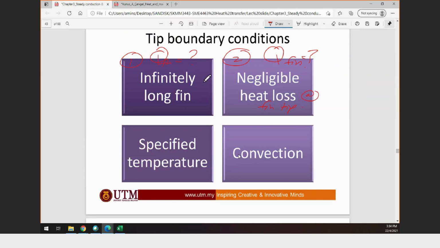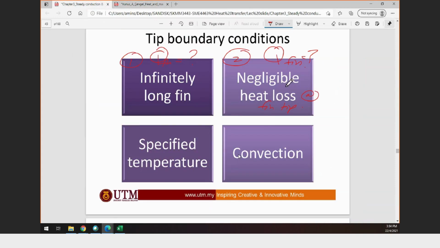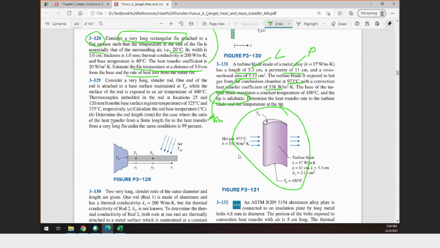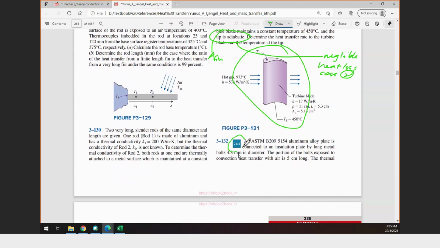You need to choose one of these 4 cases. Here the tip is adiabatic. See, this is the keyword: the tip is adiabatic. Adiabatic means negligible heat loss at the tip. So this means case number 2. This other one you cannot do.